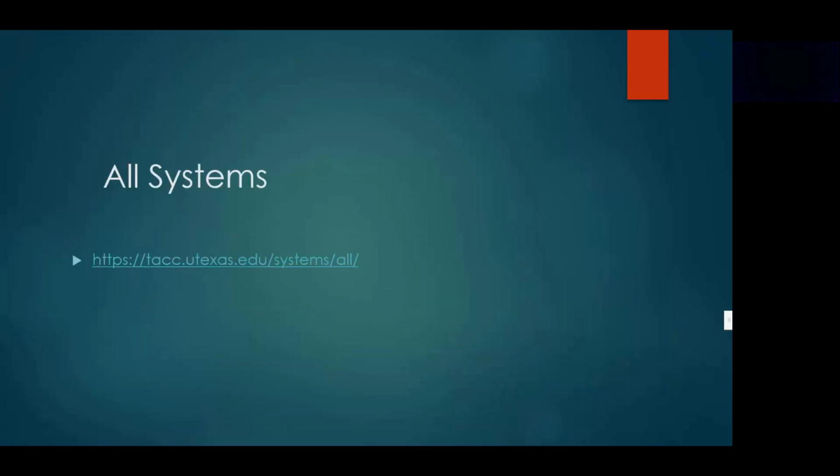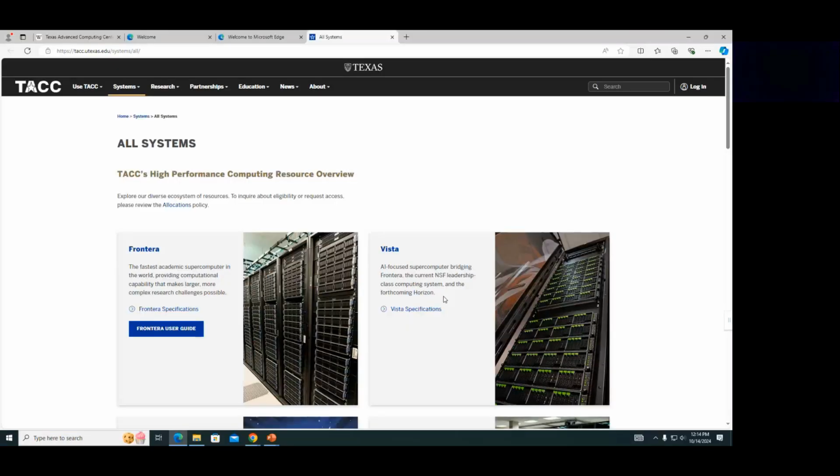Okay, so let's look at what systems are available over there. There are multiple systems. When we talk about a system, it means a supercomputer. The system equals a supercomputer. By supercomputer, we mean a high performance computer that is not one machine. It's thousands of machines put together to run as one system. Frontier is the fastest academic supercomputer in the world.